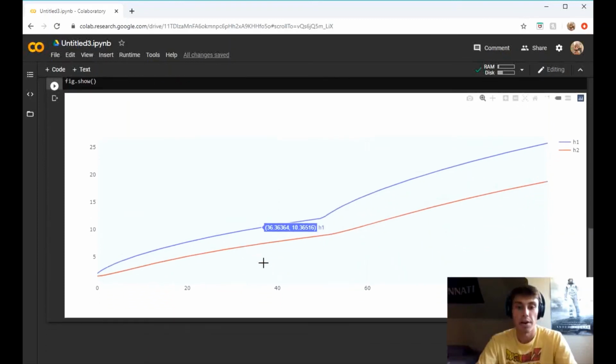And now we get a graph showing the height of tank 1 over time and the height of tank 2 over time. The height of tank 1 increases still, and the height of tank 2 also increases, but at a slower rate. Thank you for listening to me, Dr. Ko.